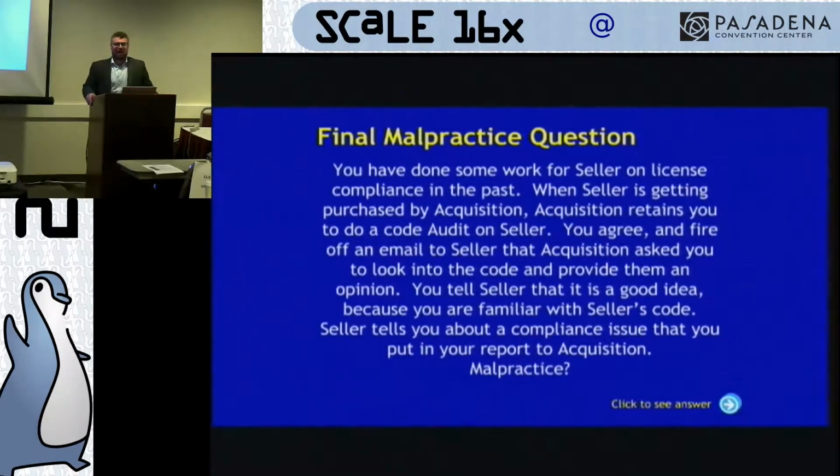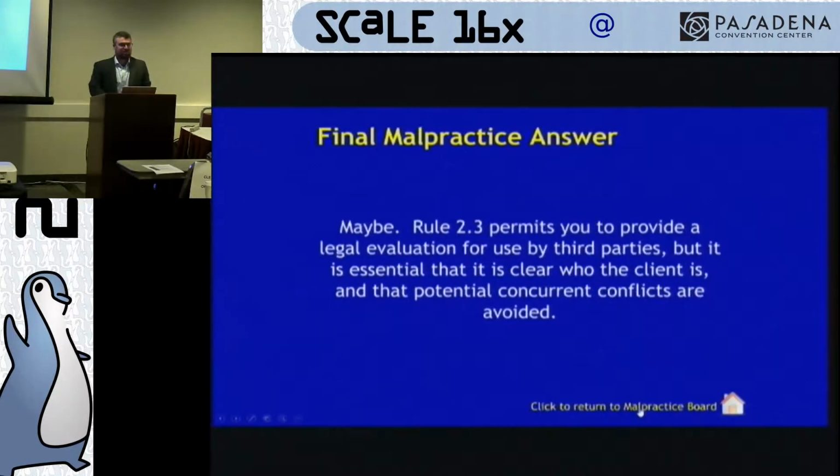This is an issue spotter. There's a variety of different problems here that you could fixate on or talk about. Because we're kind of up against it, we'll see what Richard and I say. You're permitted under Rule 2.2 to provide a legal evaluation for use by third parties. So seller retained you to provide an evaluation. You're permitted to do that and disclose that opinion to third parties. But it's essential during this whole process that you're very clear who the client is.